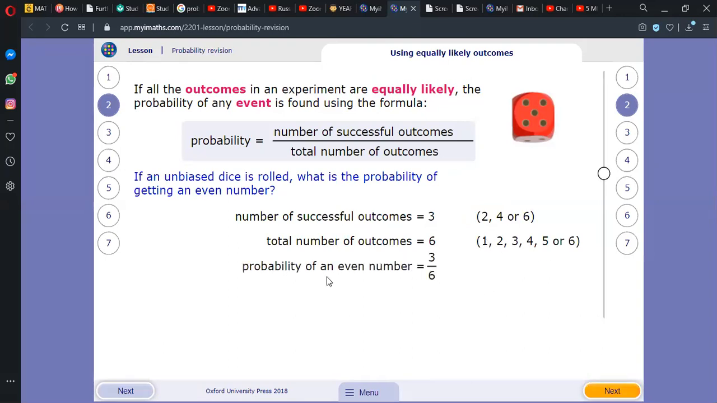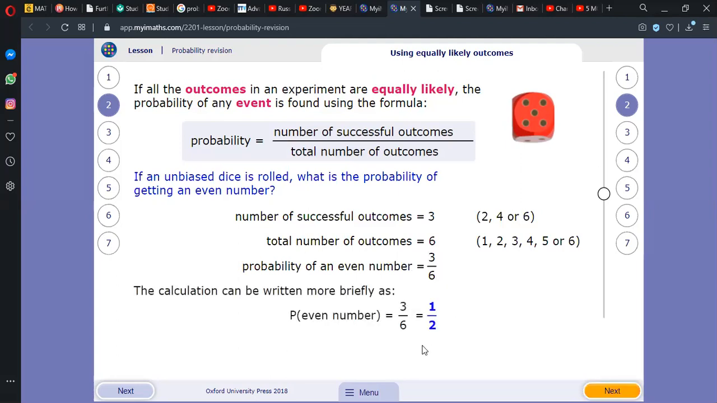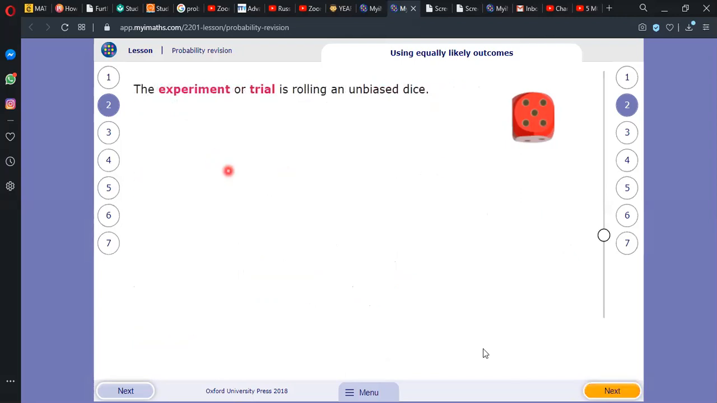So definitely probability of an even number is successful outcomes over possible outcomes, which is 3 over 6 to have 1 over 2. Remember, we can shorten how we write it this way by just simply writing P bracket even number. It already means that we are saying that the probability of getting an even number. So that is clear to us as well. Moving on.